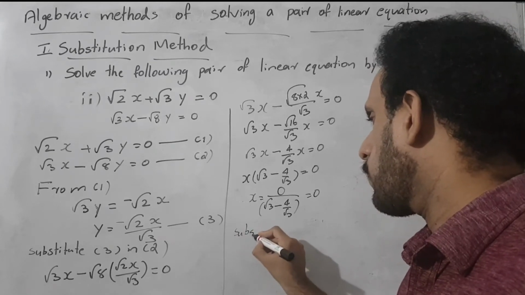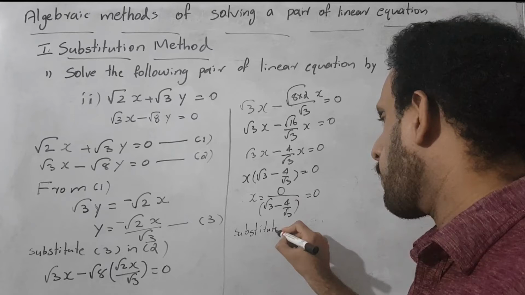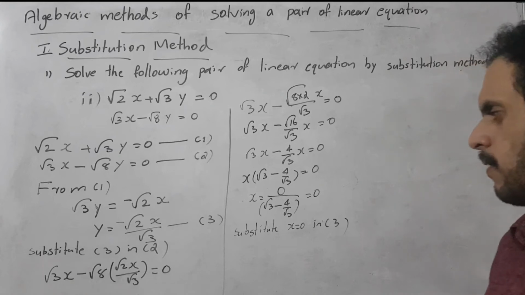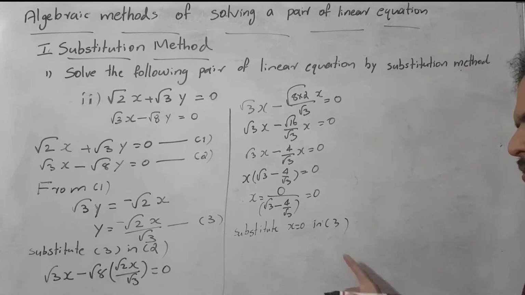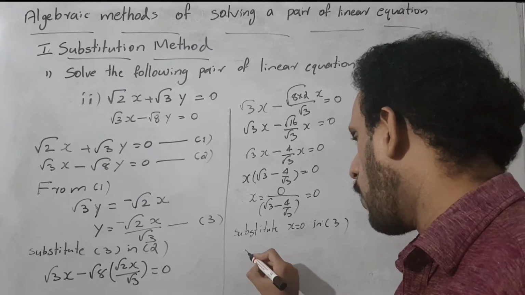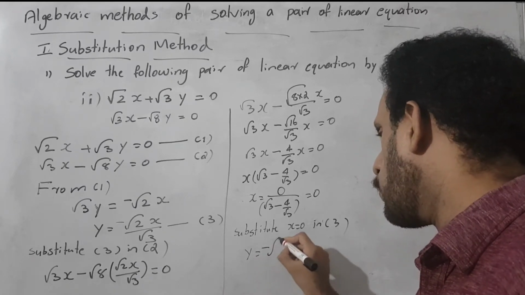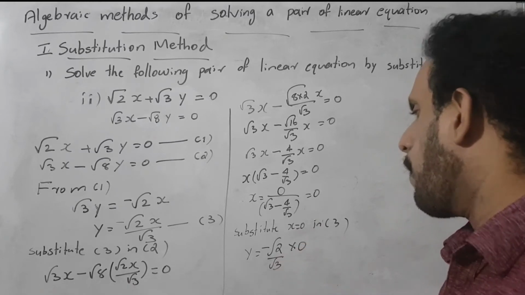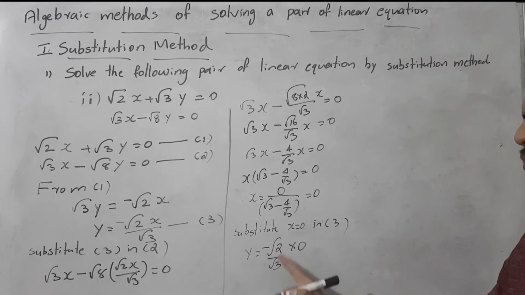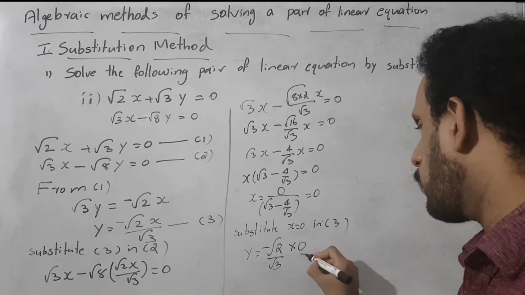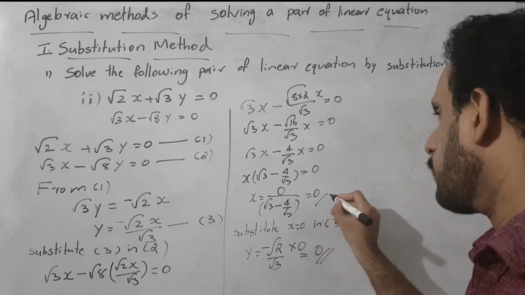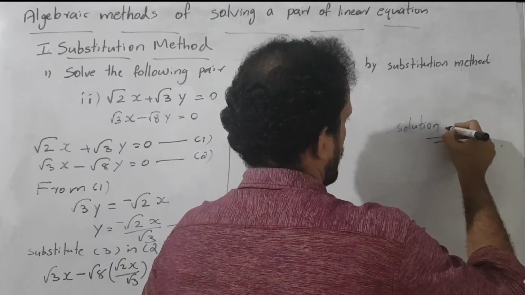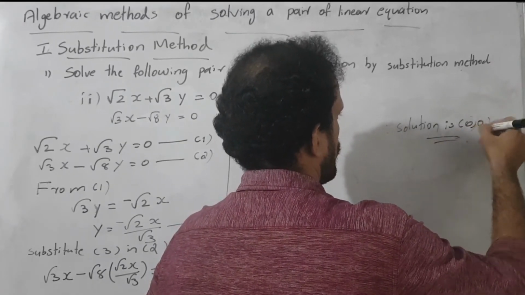Then what is next? Substitute x is equal to 0 in equation 3 for getting the value of y. Therefore y is equal to minus root 2 into 0 by root 3. Minus root 2 into 0. 0 into a number, what is it? That is also 0. So we conclude, therefore the solution is 0, 0.